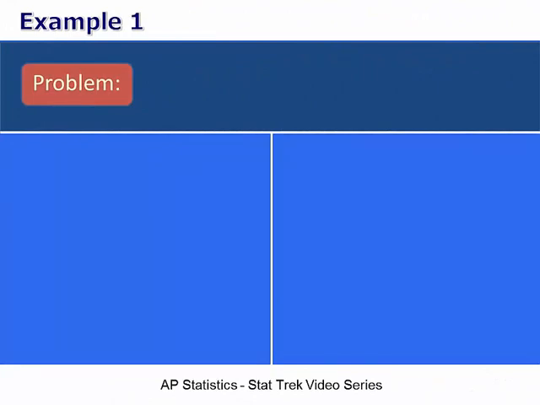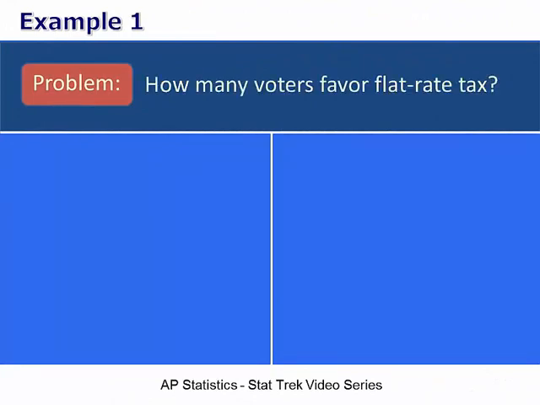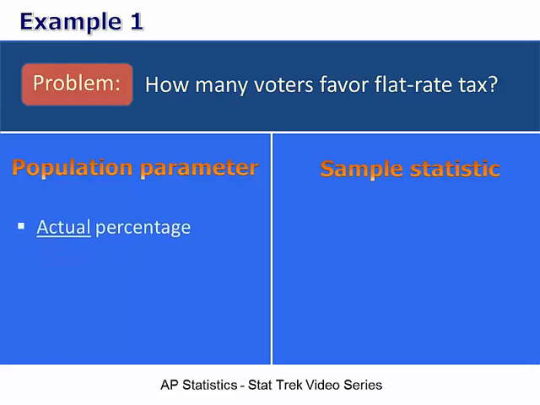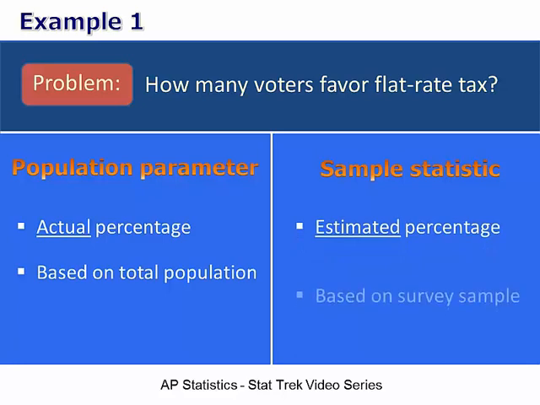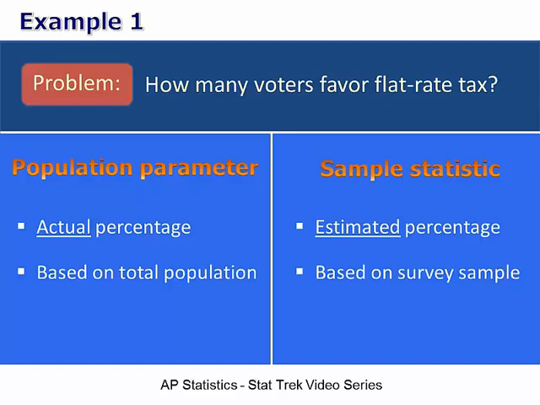Consider this example. A public opinion pollster wants to know the percentage of voters that favor a flat rate income tax. He could answer this question with a population parameter or with a sample statistic. The population parameter would be an actual percentage based on a census of the total population. The sample statistic would be an estimated percentage based on a survey sample, that is, based on a subset of the population.